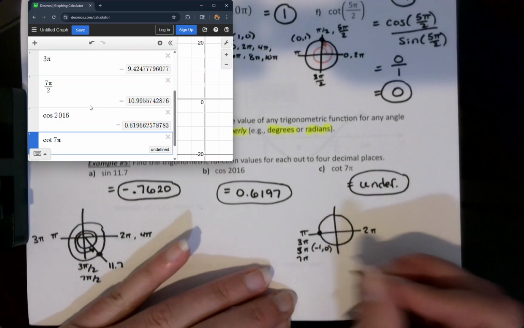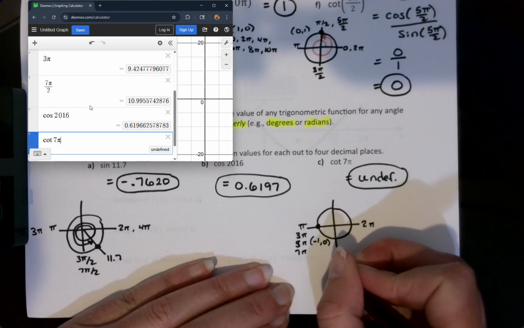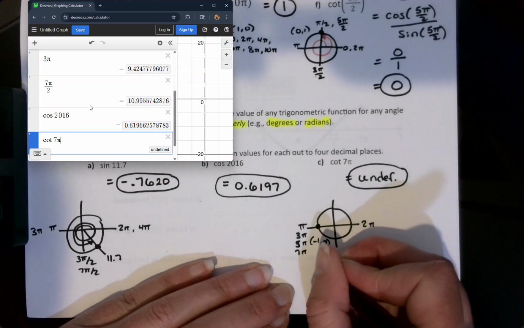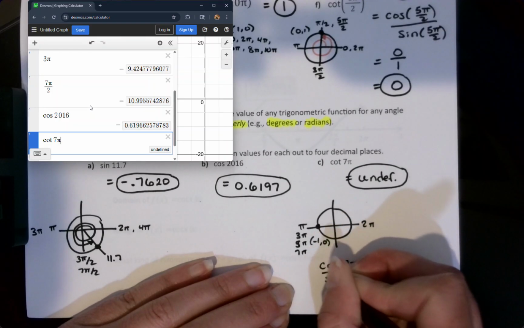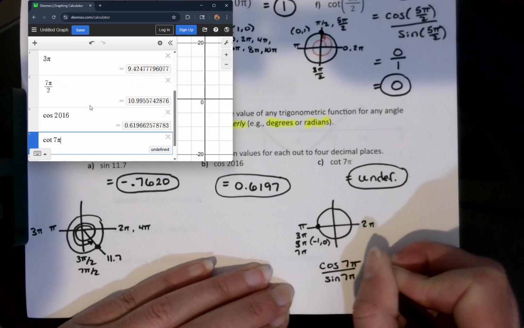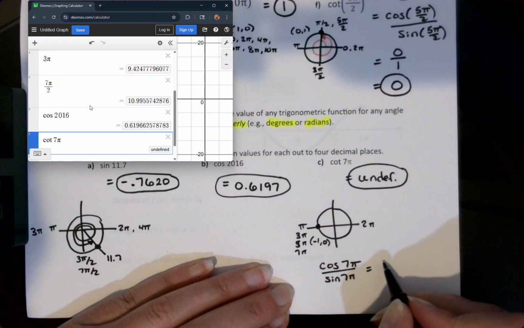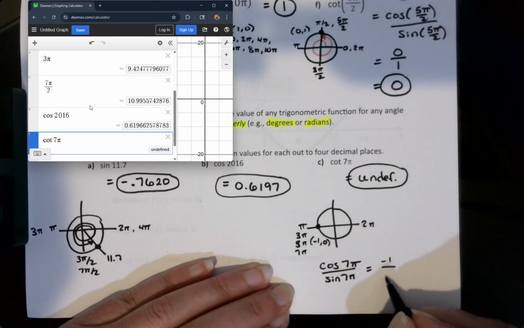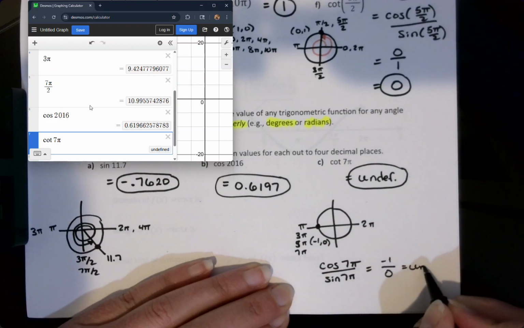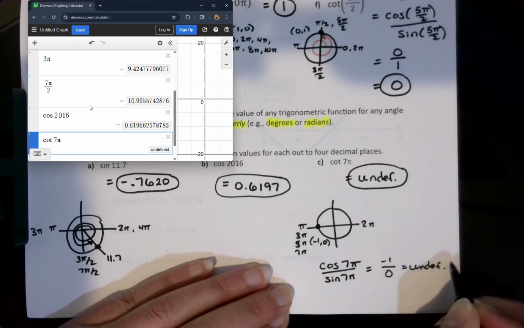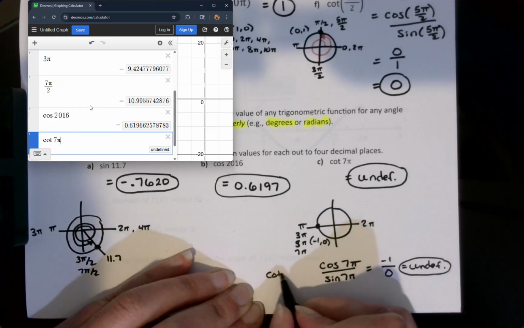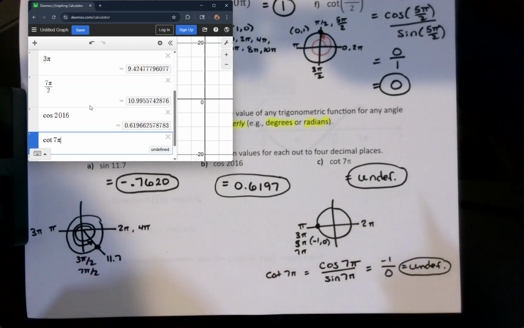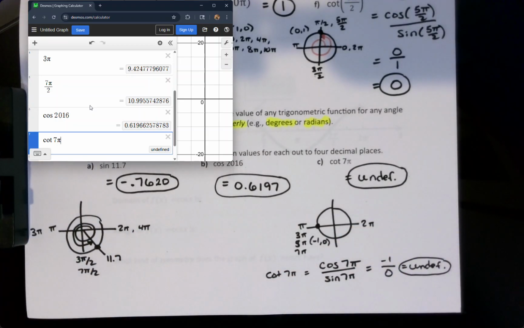And the cotangent of 7 pi, tan is sine over cosine, so cotangent is cosine over sine. So cosine of 7 pi over sine of 7 pi. The cosine value is -1 over the sine value is 0. So as you can see, that should come out as undefined, and I can do this either with the calculator or by hand with my unit circle.